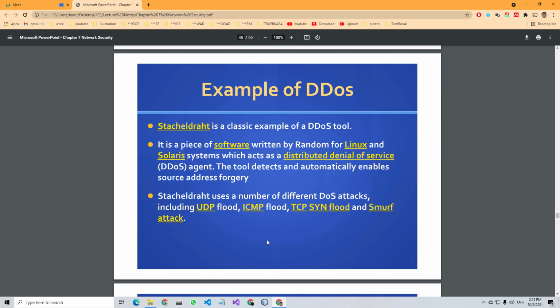So the classical examples of DDoS tools, as well as the popular DDoS attacks as listed: UDP flood, ICMP flood, SYN flood, Smurf attack. All this we already covered before.